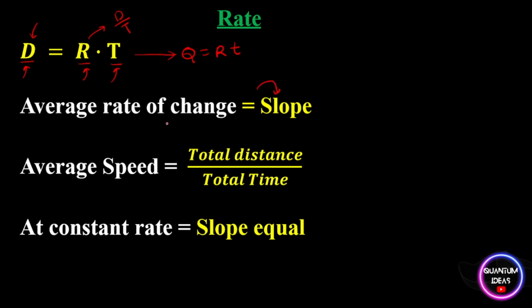question. And another formula is average speed. So average speed means total distance over total time. And if the question is saying at constant rate, that means things are happening at the same rate, that is in the linear scenario, right? So in that case also the slope is equal, so you have to find a way to find the slope and use it or equate it to find the solution.